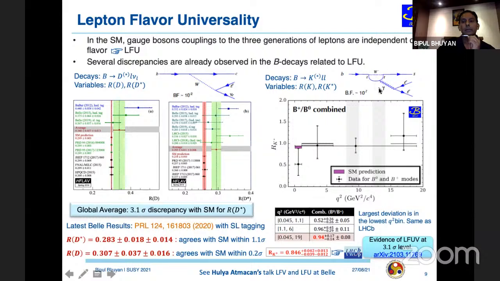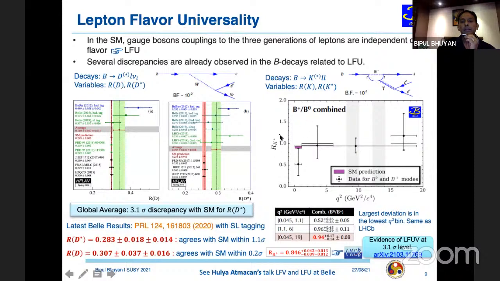There's another process which is of interest, specifically to look at the B to K star ll. This is again a loop level process. The branching ratio is expected to be very small, but just because it is a loop level process, we can have new physics in the loop that can change the branching ratio, and also it can introduce LFU violating processes in this particular study. So here again, similar to the RD and RD star, we look at mostly RK and RK star, depending on whether it is a K star or a K.